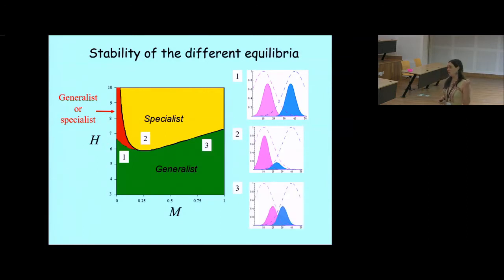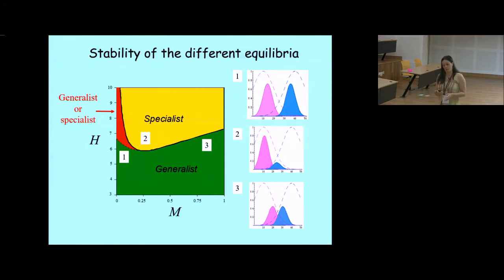And finally, if you increase migration sufficiently, then you will have, again, a generalist, because you will find equal numbers of individuals on the two types of habitats, but those two populations will have very little differentiation. So basically, you've got one big generalist genotype that is doing okay in both environments, but you've got almost no local adaptation.